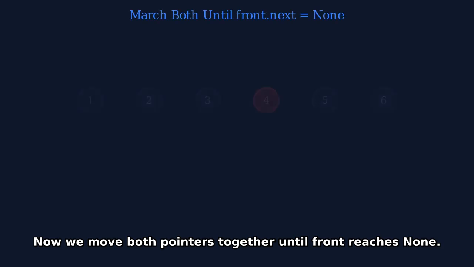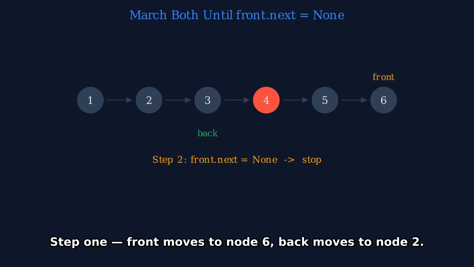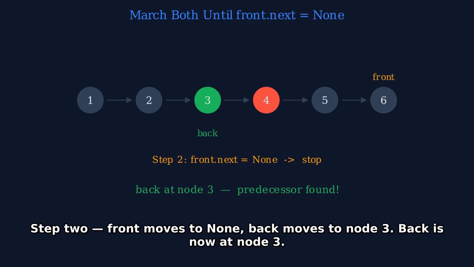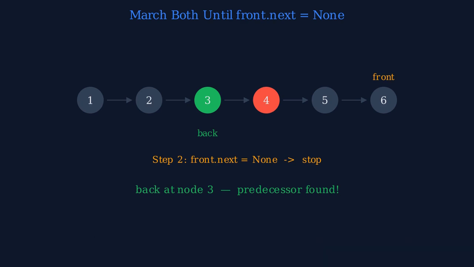Now we move both pointers together until front reaches none. Step 1. Front moves to node 6. Back moves to node 2. Step 2. Front moves to none. Back moves to node 3. Back is now at node 3. Node 3 next is node 4, the node we want to remove.